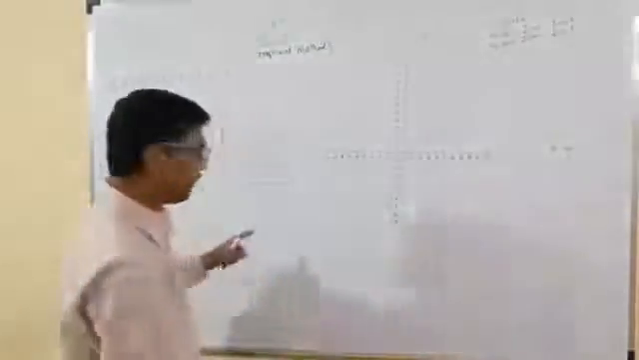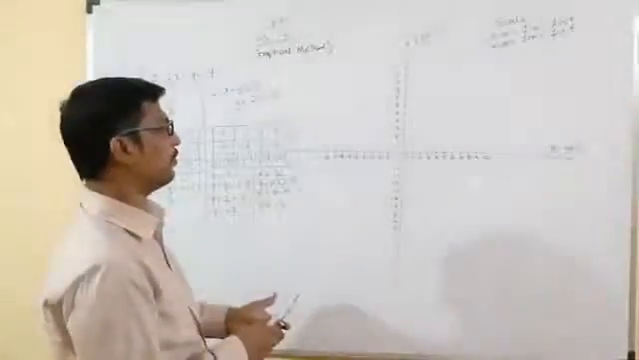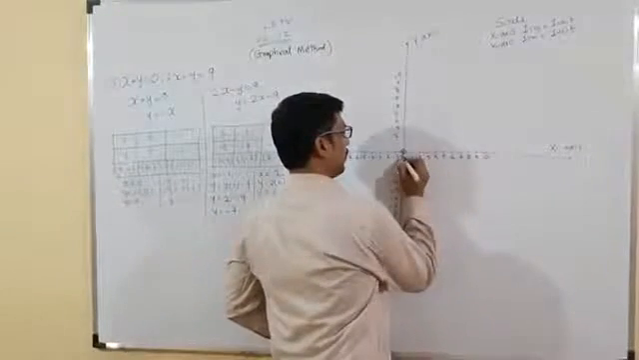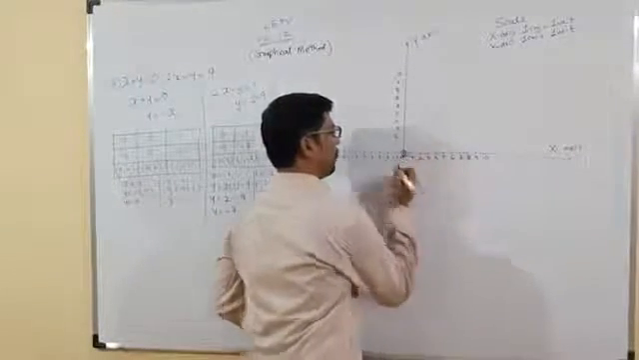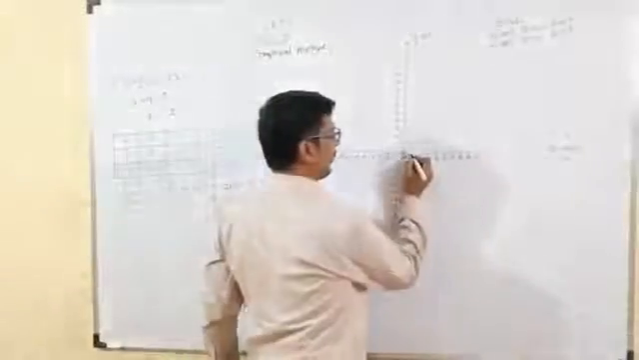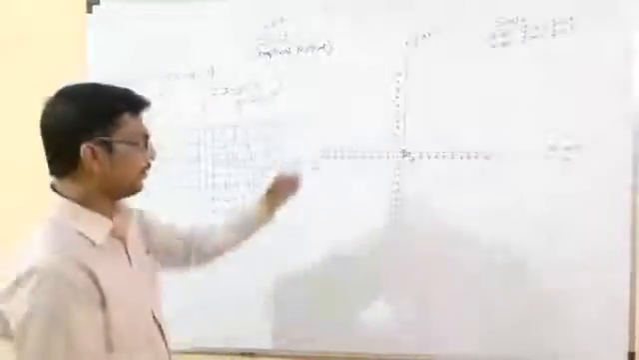Fine. Now I have to plot these 2 points. 0, 0. Where will be my 0, 0? Here is a point where its coordinate is 0, 0. Then next I need 1, -1. So where will be 1, -1? The point will be over here. 1, -1. Now I got 2 points.